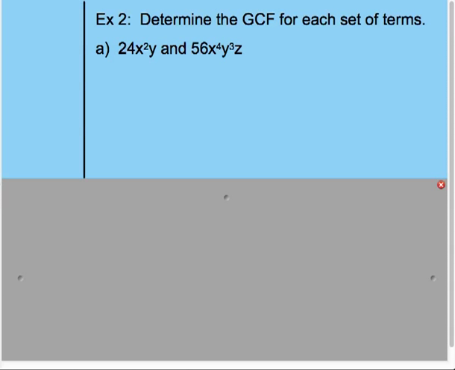Now we're going to take a look at determining GCF using variables. Same thing with the numbers, we use our factor tree. 24 is 4 times 6. 4 is 2 times 2, and 6 is 2 times 3. For 56, hopefully you remember your multiplication charts, that this is 7 times 8. 8 is 2 times 4, 4 is 2 times 2.